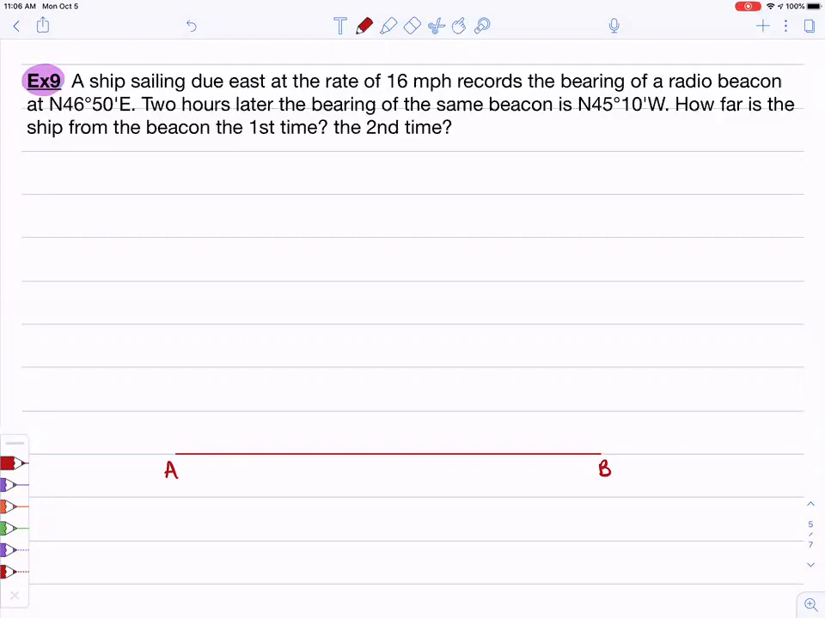Okay, so now let's make a little bit more sense. Let's go a little further. We only took care of the first 4 words. You've got your ship sailing due east at a rate of 16 miles an hour. Okay, that's important. Go a little further. How long did he travel? 2 hours. So if he was traveling 16 miles an hour for 2 hours, how far did he go? Okay, so we'll just put 32 miles down here.